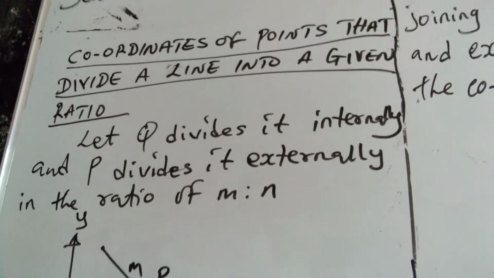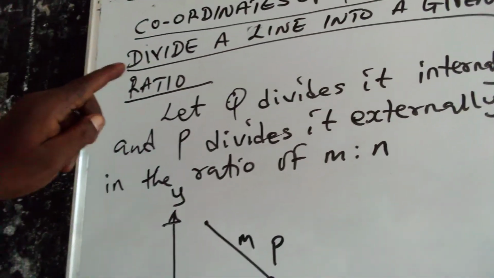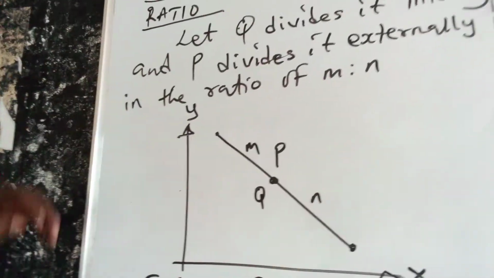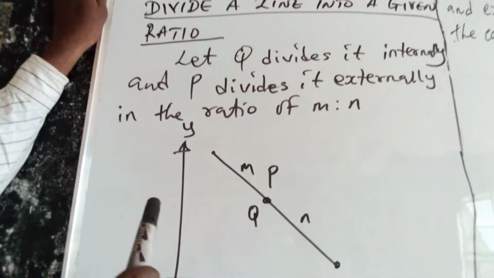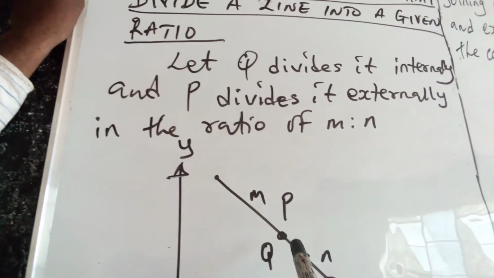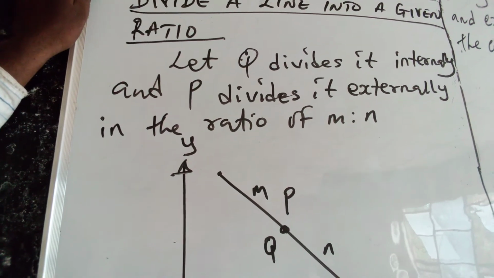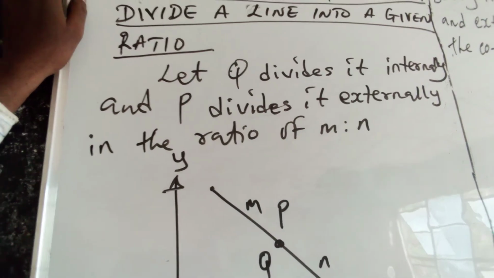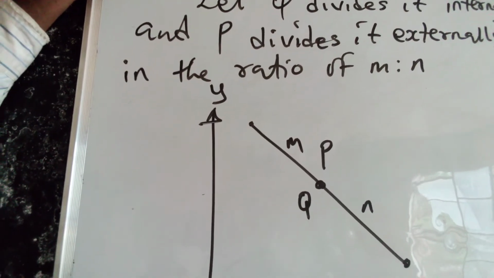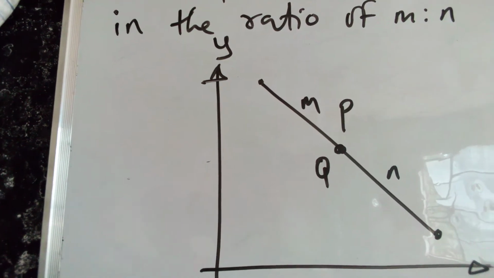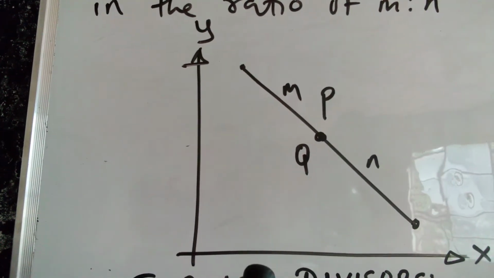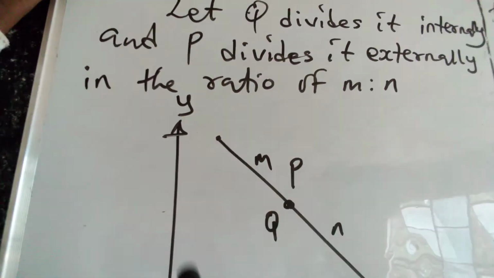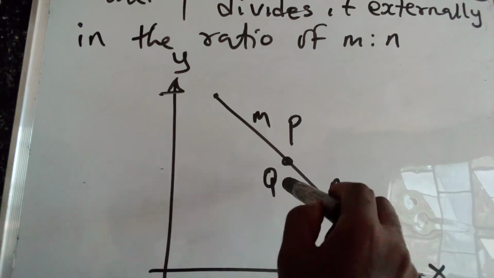Okay, so coordinates of points that divide a line into a given ratio. We have seen the one that divided into 2 equal parts, that is the midpoint. So assuming that you are given a line and there is a point that divides that line, but now not into 2 equal parts, into a given ratio, let's say m:n. So they will give you the 2 ratio. The first number will be m, the second one will be n. Then that point that divides this line can be external, external means outside, or it can be internal.